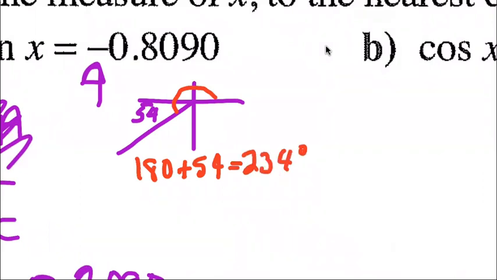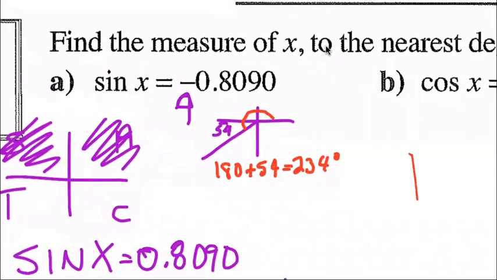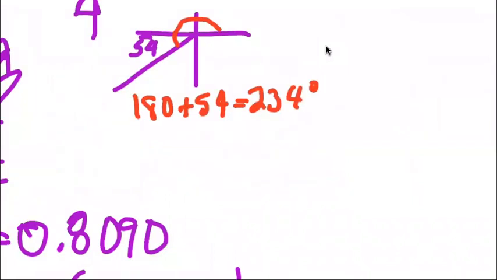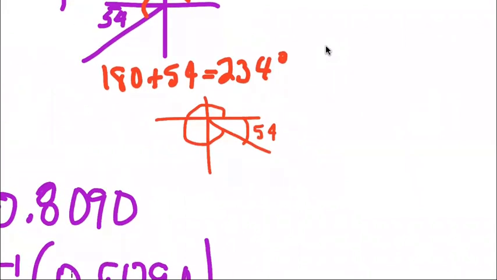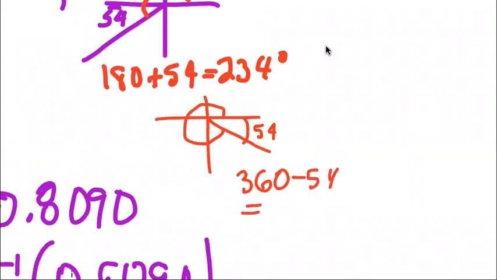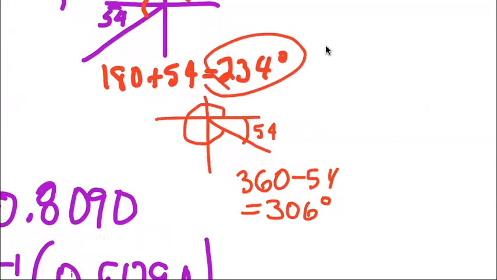Change my pen. It's clearly too fat. That's in quadrant 3. Now I do the same process for quadrant 4 because we can have that same value in quadrant 4. So in quadrant 4, my reference angle is going to look like this of 54 degrees. I want this rotation angle, which is going to be 360 minus 54, which is equal to 306. So there's your two possible answers.